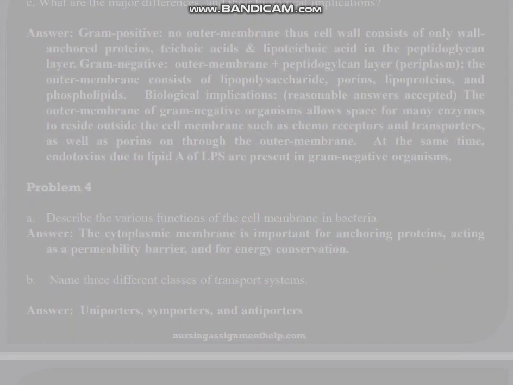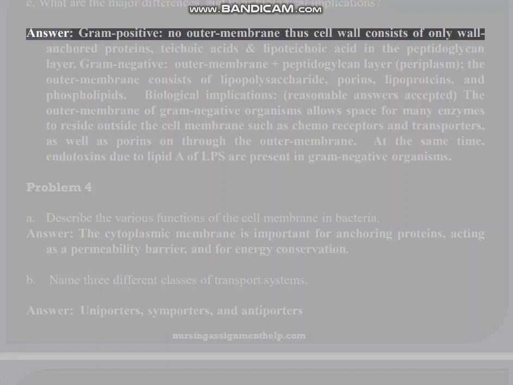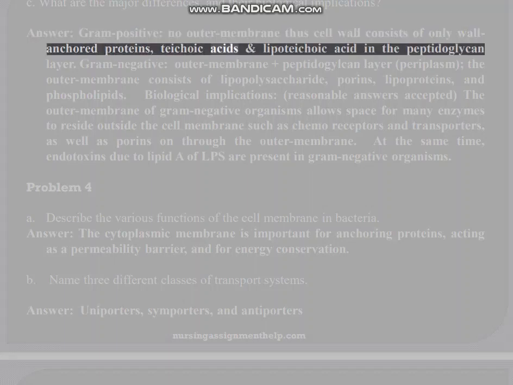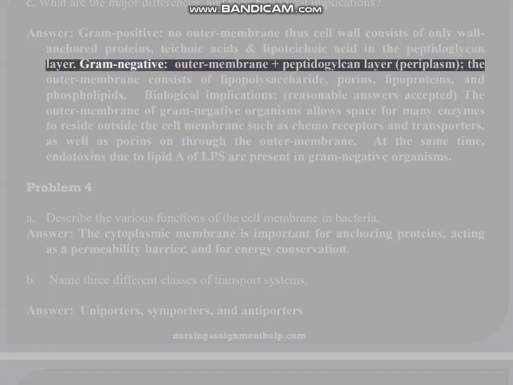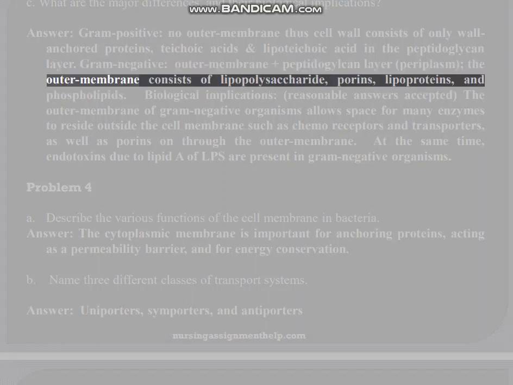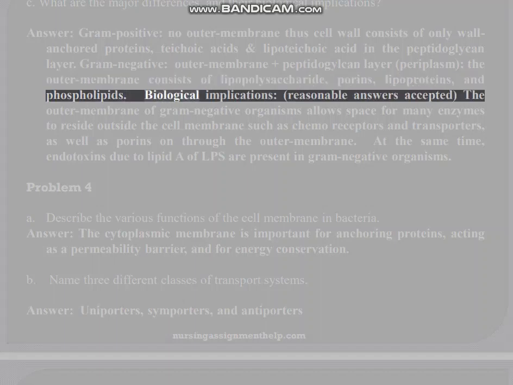C. What are the major differences and their biological implications? Answer. Gram-positive, no outer membrane, thus the cell wall consists of only wall-anchored proteins, teichoic acids and lipoteichoic acid in the peptidoglycan layer. Gram-negative, outer membrane plus peptidoglycan layer, periplasm. The outer membrane consists of lipopolysaccharide, porins, lipoproteins, and phospholipids. Biological implications. Reasonable answers accepted.